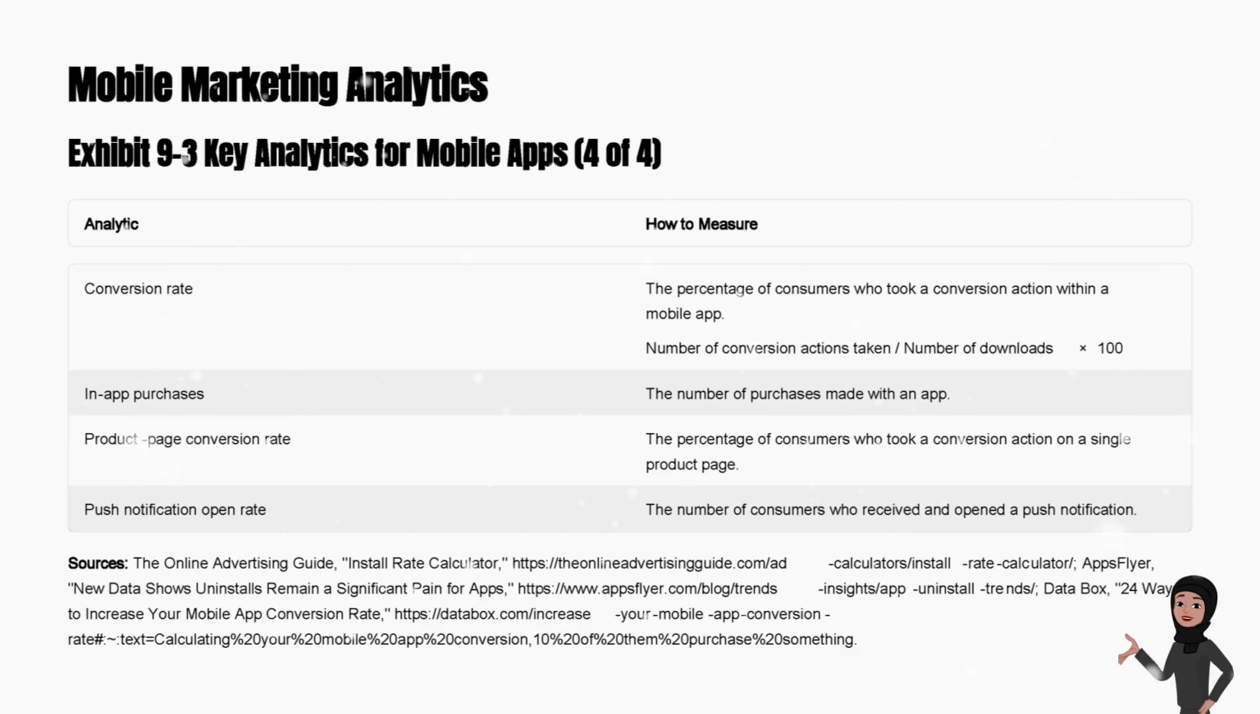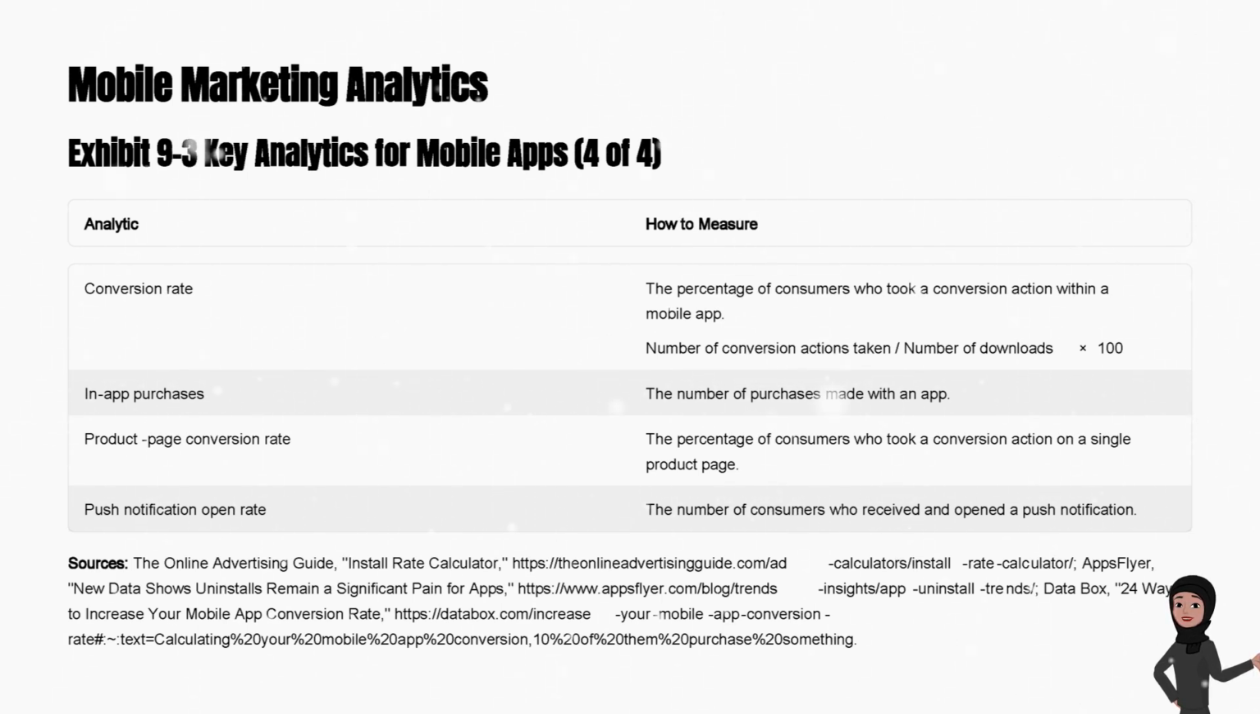This final part of Exhibit 9-3 focuses on conversion and revenue-related analytics. Conversion rate measures the percentage of consumers who take a desired action within the mobile app. This could include making a purchase, signing up, requesting information, or completing another valuable action. In-app purchases measure the number of purchases made through the app.